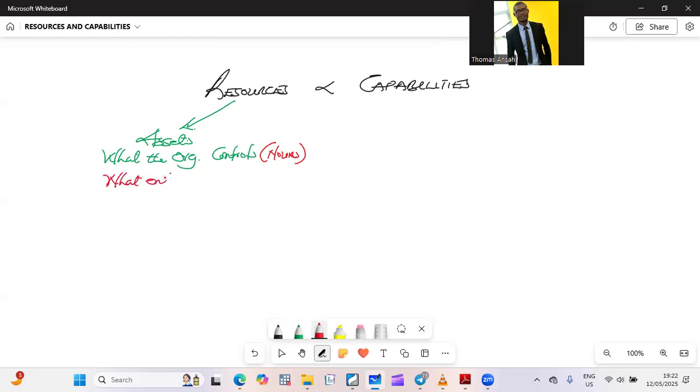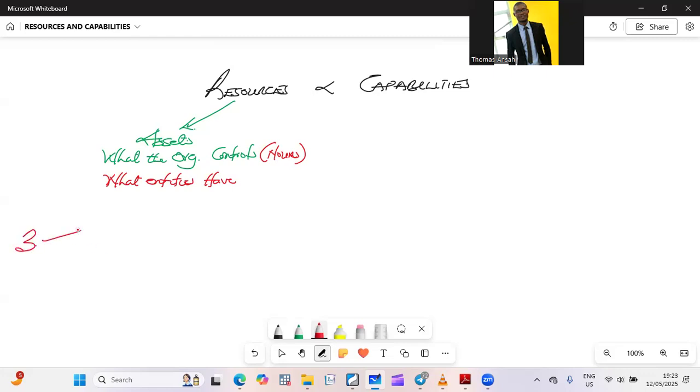What entities have. Not what they do, but what they have. They announce the name of a thing. Okay, so that is that. So there are so many categorizations of resources. You can say tangible and intangible, but however, for the purposes of strategic analysis, we are going to classify our resources into three.